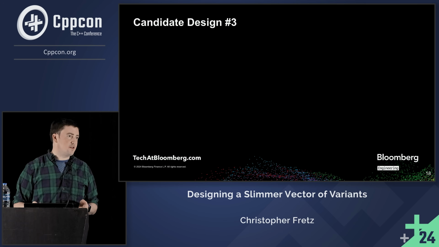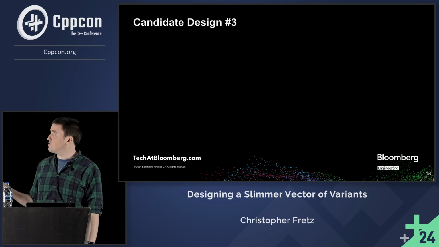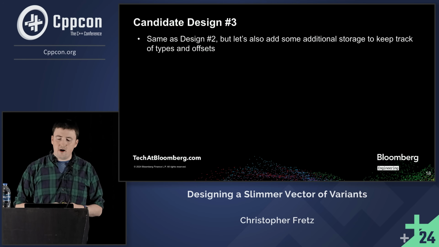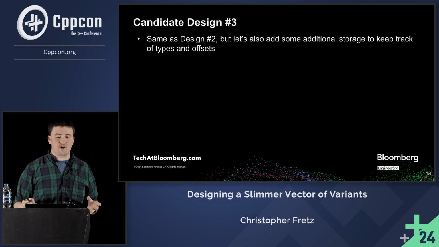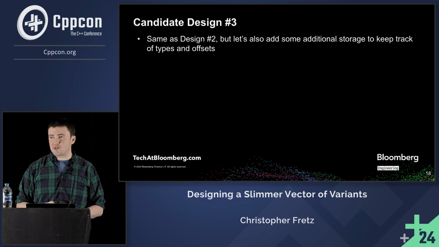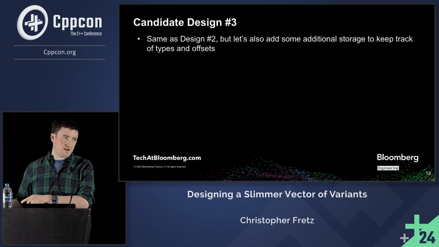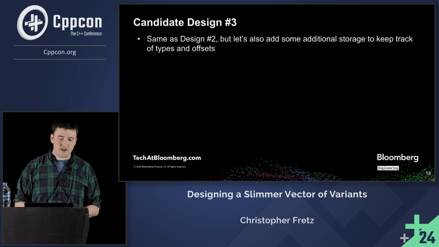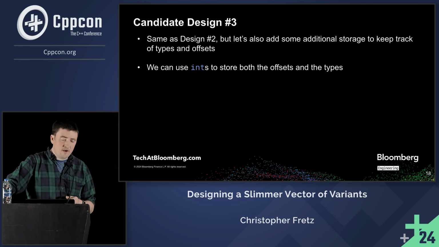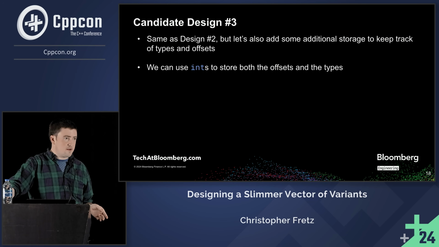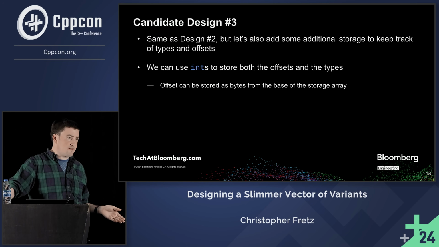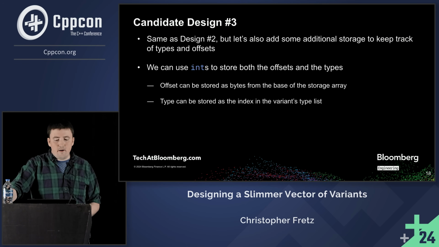And so we're going to have to do a little bit more work here, which brings us to candidate design number 3. So it's the same as design number 2, but let's try to actually add some additional storage to keep track of the types and offsets. We're going to have to be careful with that to make sure that that additional metadata does not itself become a significant memory overhead. But let's try to take a look at what this might look like. We can use integers to store both the offsets and the types. And so the idea here basically is that the offset is just the number of bytes from the base of the storage array. It's very basic.